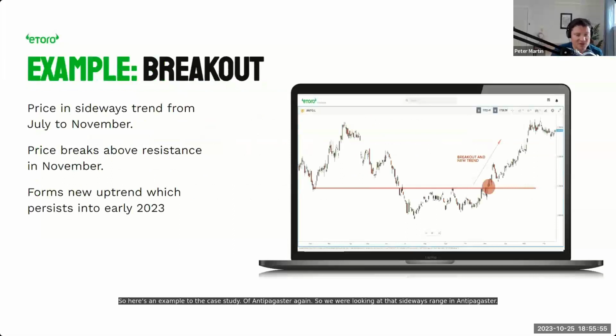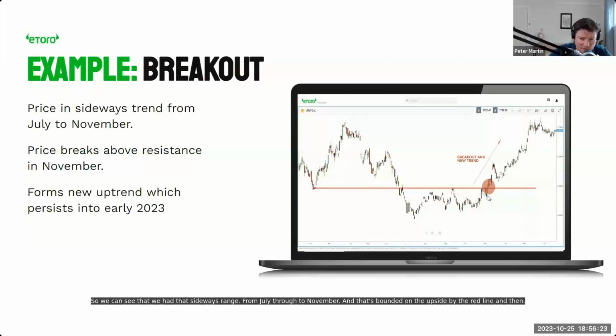So here's an example, just a case study of Antofagasta again. So we were looking at that sideways range in Antofagasta. This is really the same period. So we're looking back into the chart here, showing most of 2022 and into early 2023. So we can see that we had that sideways range from July through to November, and that's bounded on the upside by the red line.